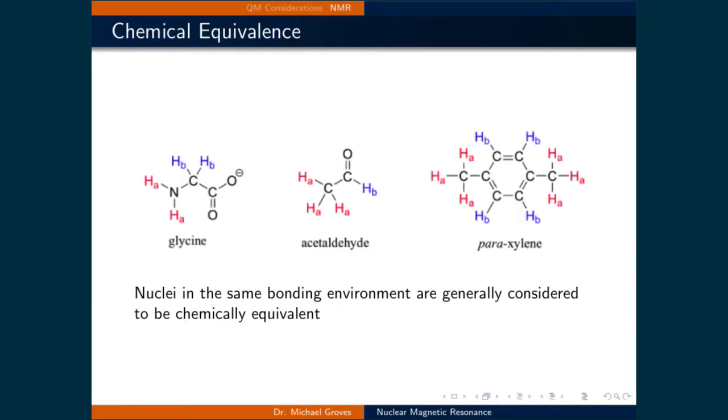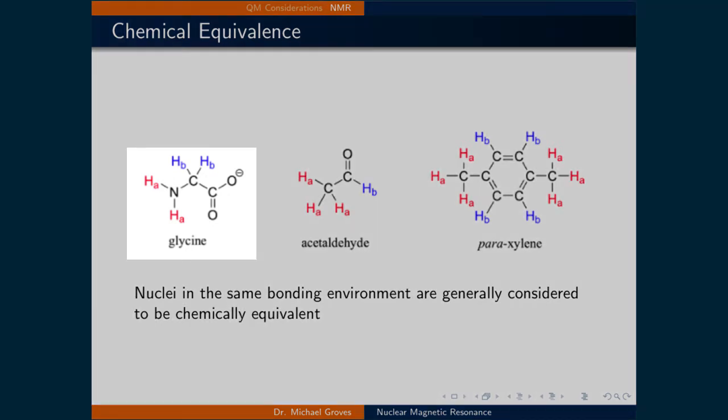First, we will define the term chemical equivalence. Nuclei in the same bonding environment are generally considered to be chemically equivalent. For example, glycine, which is illustrated on the far left, has two types of chemically equivalent protons, HA, which are both bound to the nitrogen, and HB, which are both bound to the central carbon. The same goes for acetaldehyde, illustrated in the center, where HA represents the three protons bound to one of the carbons and HB for the single hydrogen bound to the other carbon.